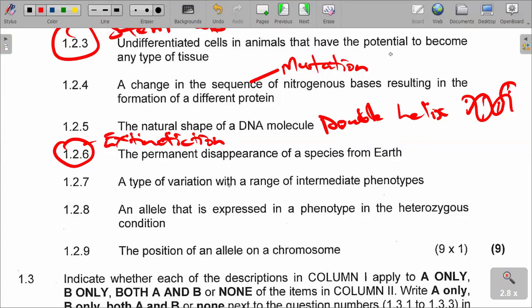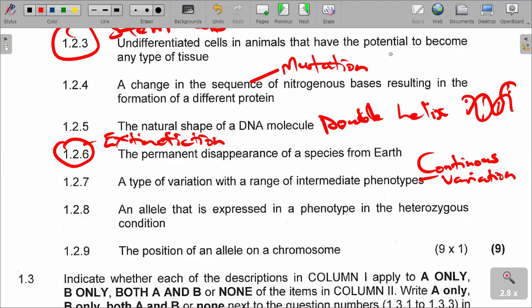A type of variation with a range of intermediate phenotypes, we say that is called continuous variation. I also even explained it where I gave the graphs that are supposed to be used to explain this. There are some graphs that we also used to explain these scenarios.